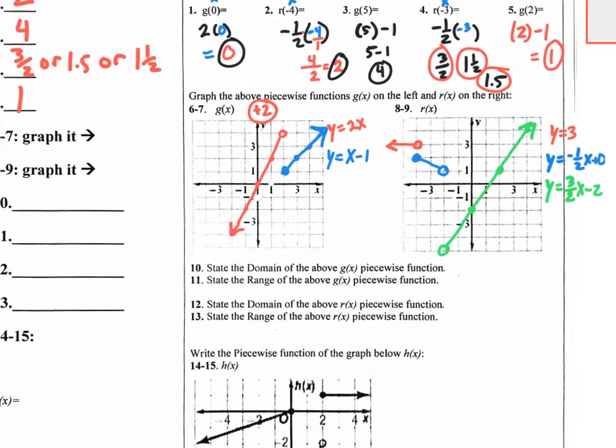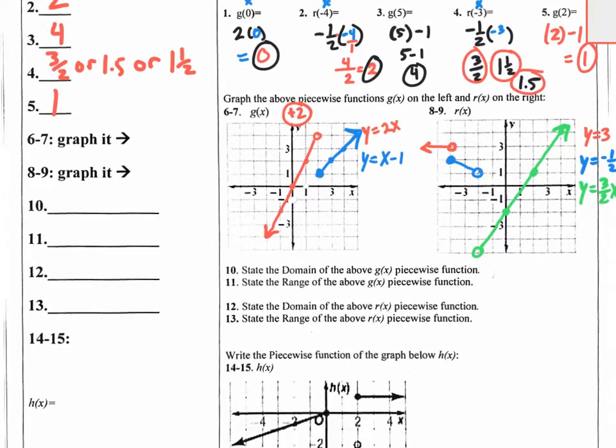And now let's move on to stating the domain and the range of each of these. So number 10 says state the domain of the above g of x function. Here's g of x. So domain are your x values. Does either of these pieces go to the left and to the right forever? And the answer is yes. The left one, the red one goes down but to the left, so it's going to keep going to the left forever. And the blue one keeps going to the right forever, and there is no missing pieces, right?